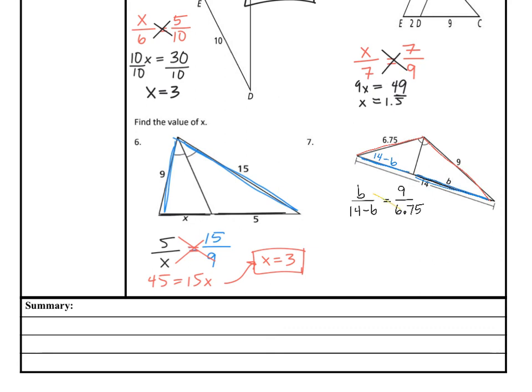Cross multiply and solve. Make sure you put 14 minus B in parentheses, and you distribute that 9 before you get going. I'm going to let you go ahead and solve that one. So please pause the video and do that. You should get B to be 8.